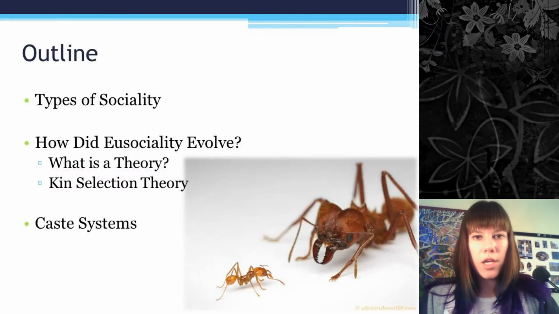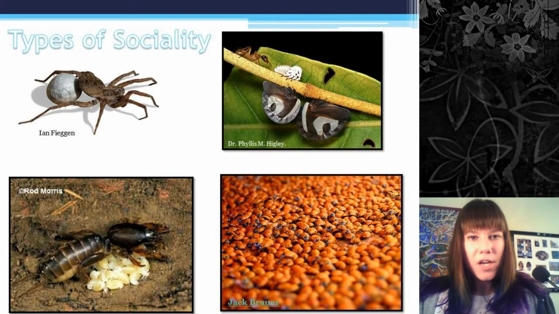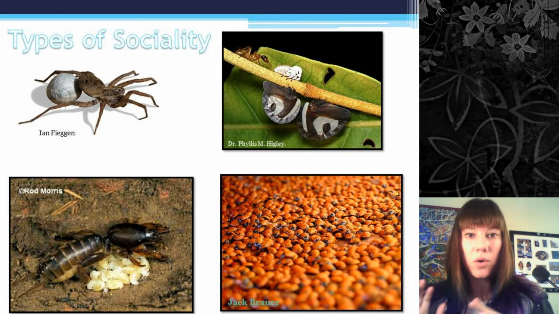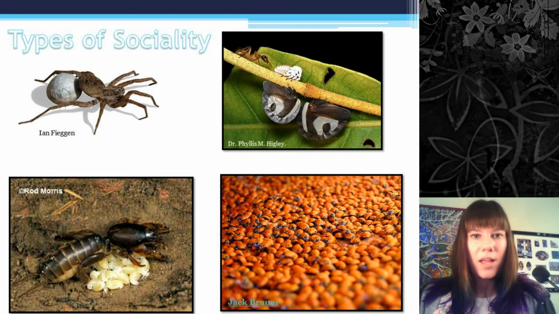We're going to be covering 3 major themes today, and you can click on them right over there right now. We're going to cover the types of sociality, how eusociality specifically evolved, and then the different caste systems that you would see in a eusocial colony of insects. I'm going to start off talking about all the different kinds of sociality, starting with truly solitary organisms and working our way up to completely social or eusocial organisms. So let's get to it.